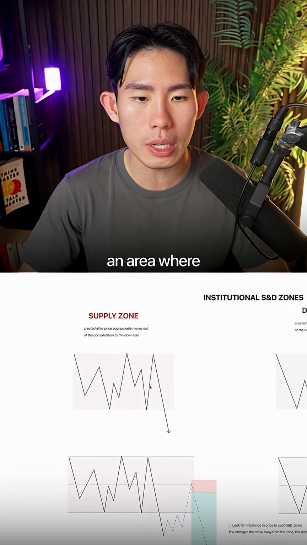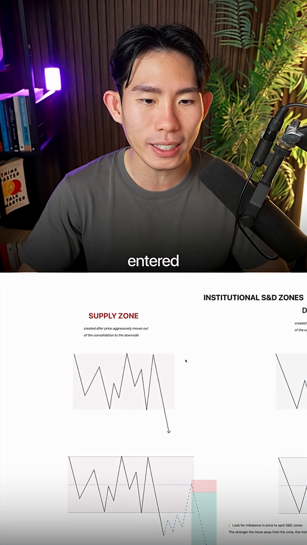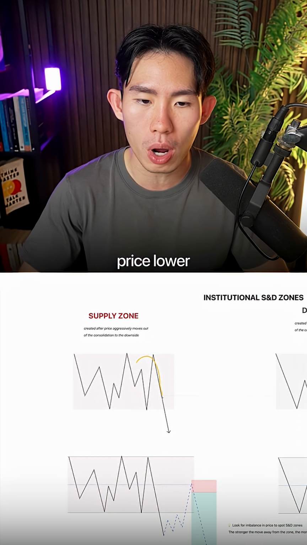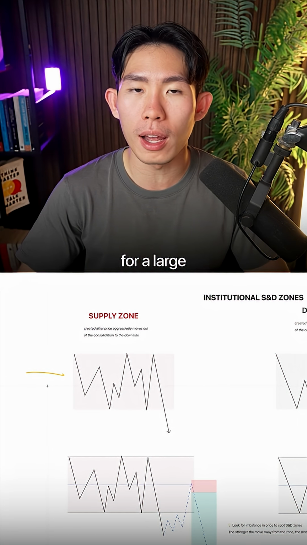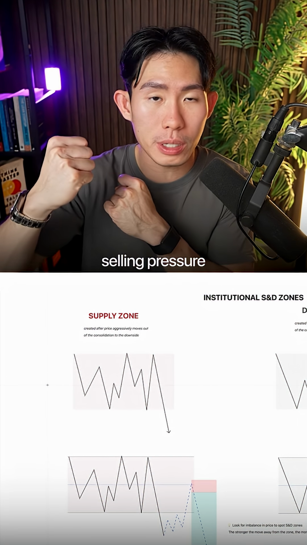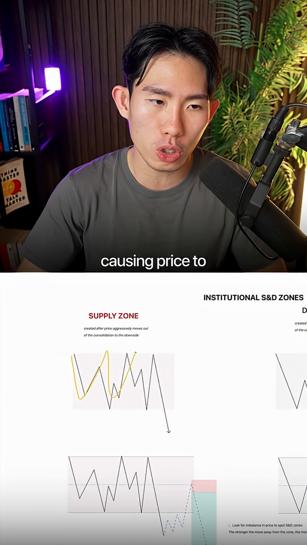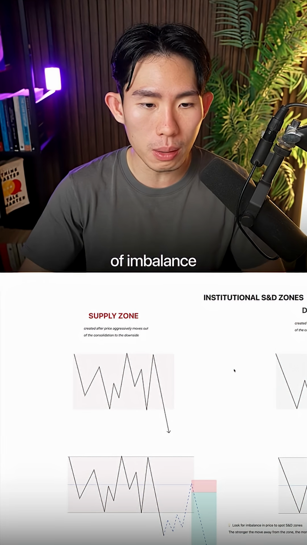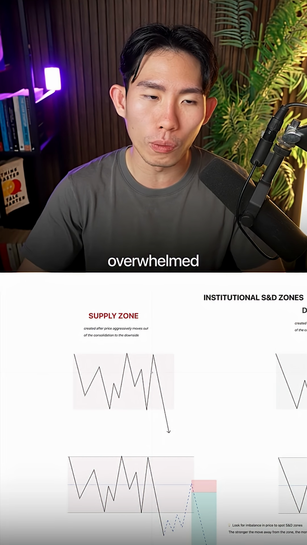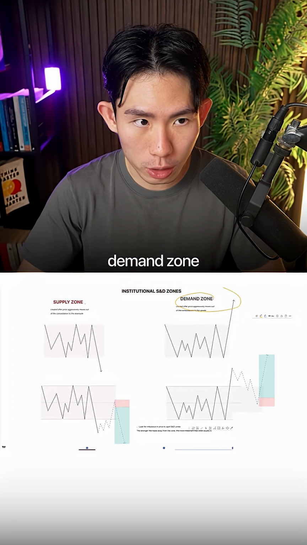A supply zone is an area where selling pressure entered aggressively enough to push price lower. So basically, it's the zone where institutions entered for a large amount of sell orders, creating a lot of selling pressure and momentum, causing price to break off this consolidation to the downside. This zone represents areas of imbalance where one side clearly overwhelmed the other. That is why we call them demand zone and supply zone.